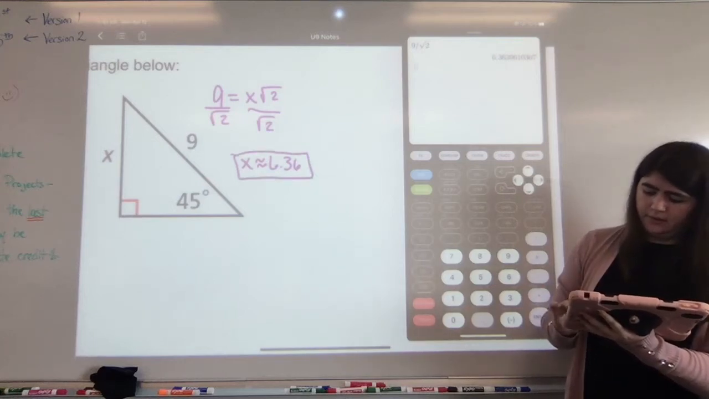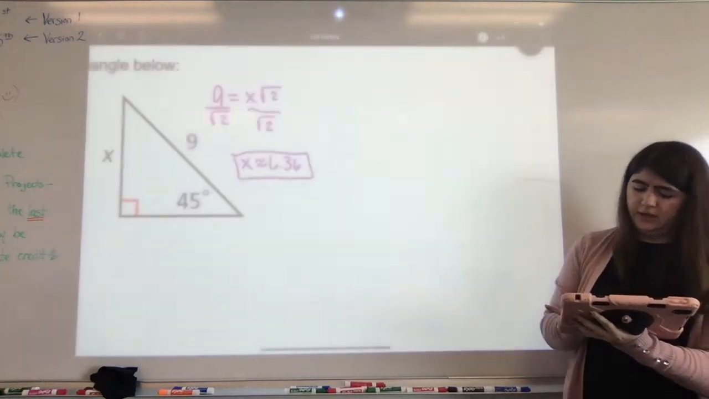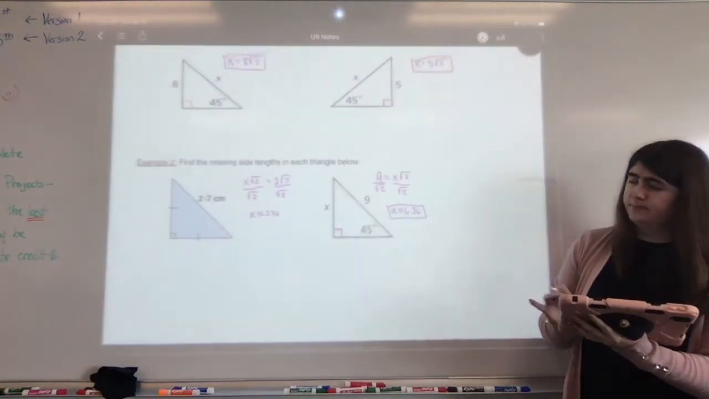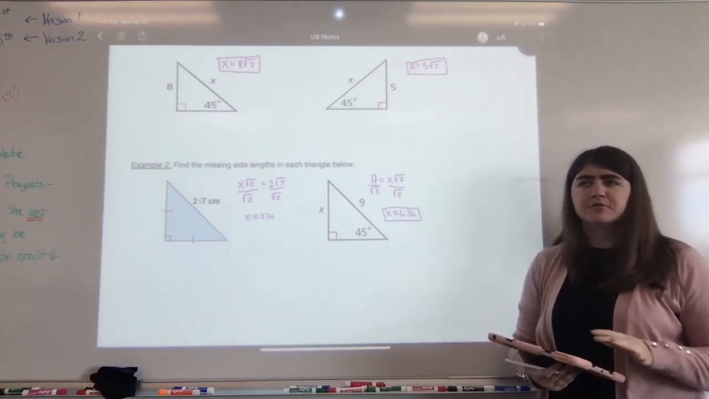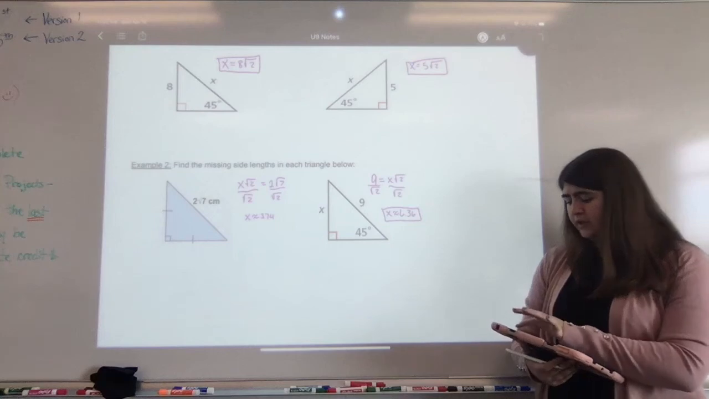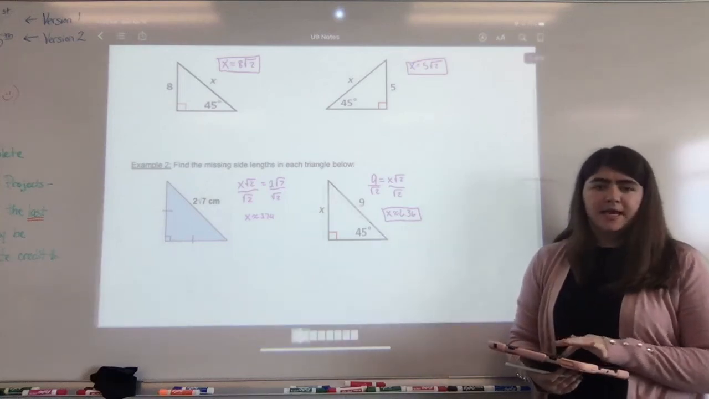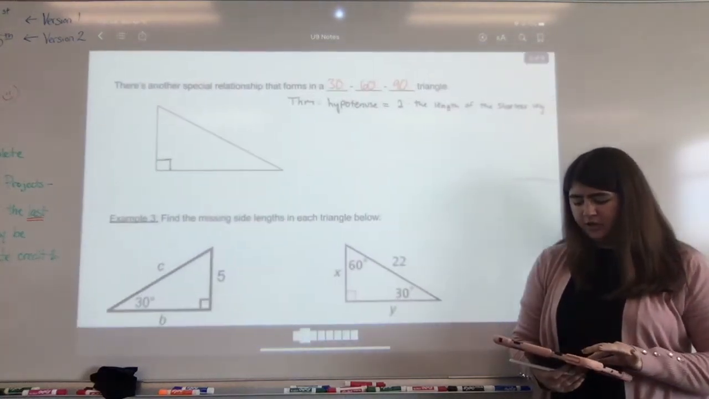All right, and now let's get rid of this calculator here for a little bit. We'll need it again soon. All right, so that is 45, 45, 90 triangles. We also have another type of special right triangle, and that is the 30, 60, 90 triangle.